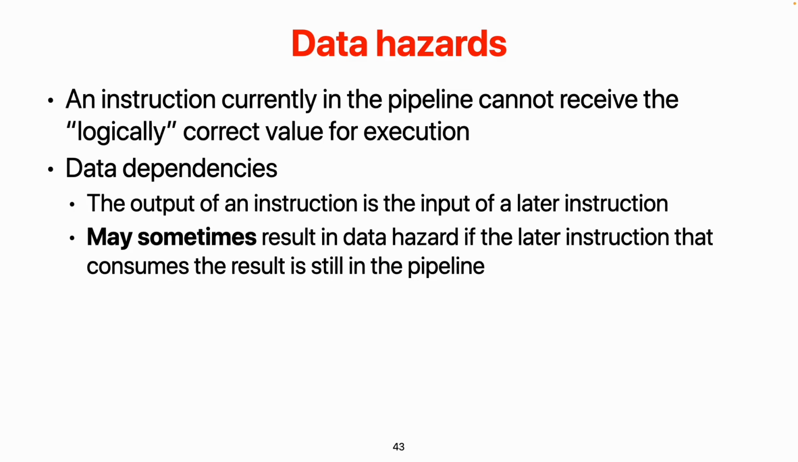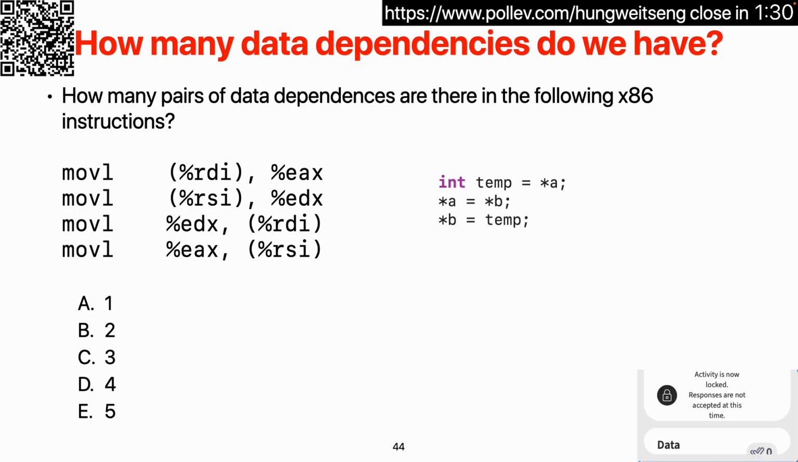And depending on the hardware, sometimes you may have a data hazard. Sometimes you won't have a data hazard. When you have to wait to get the right result, then there is a data hazard. If you don't have to wait, you can still get the right result, then there is no data hazard. So based on that, first, how many data dependencies do we have here?